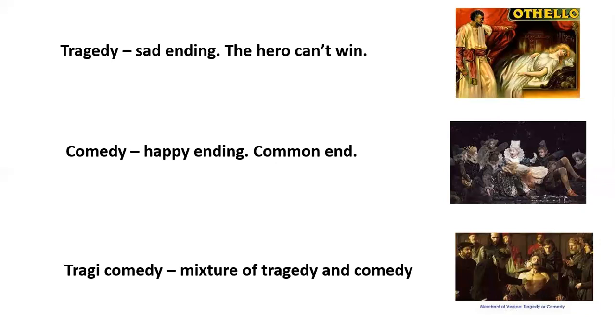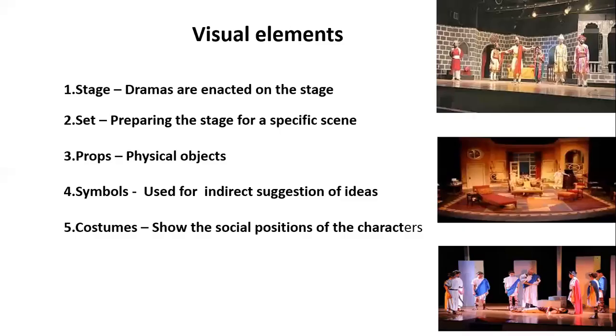Then we have visual elements of a drama. What are visual elements? So now to perform a drama, we need a stage. Plays are enacted on the stage, and we can have an open stage. That means open on three sides. We call it arena. And there is another kind of stage, the theater in the round. Audience sits around and actors perform on a platform.